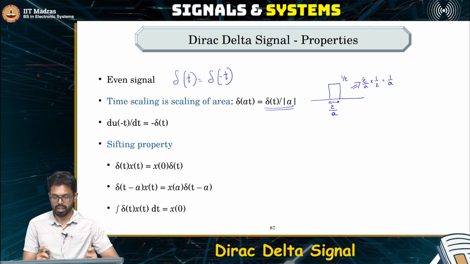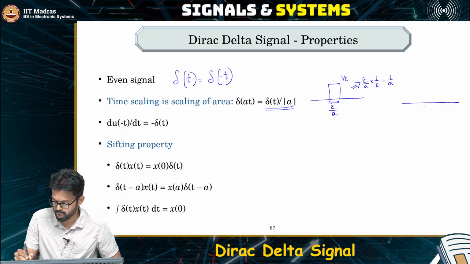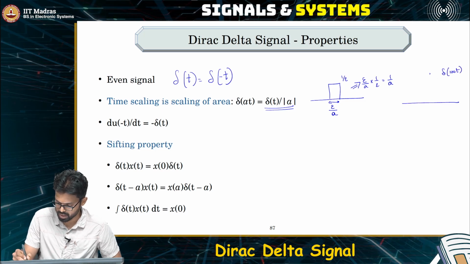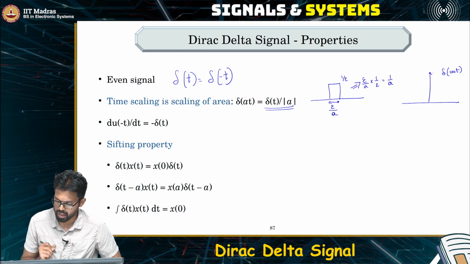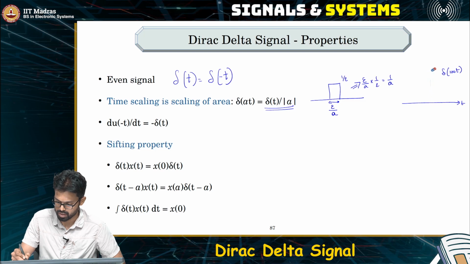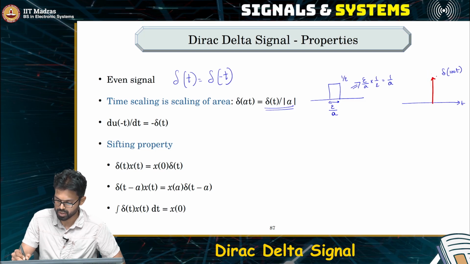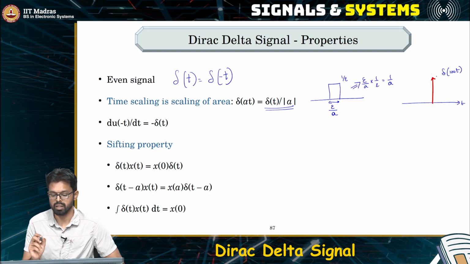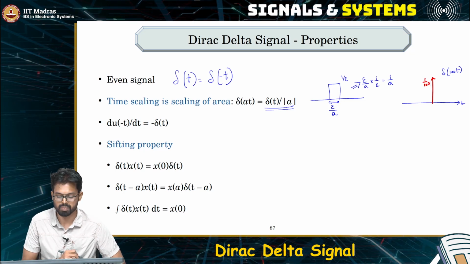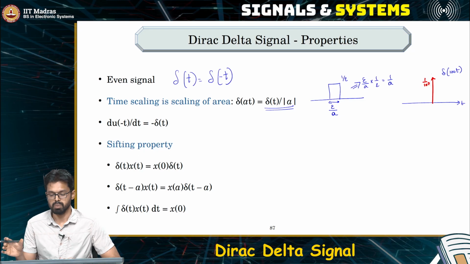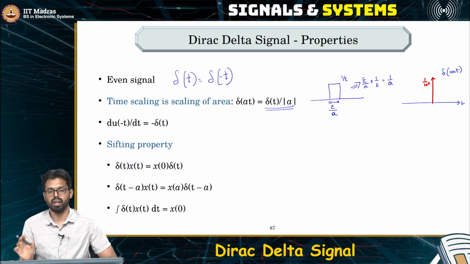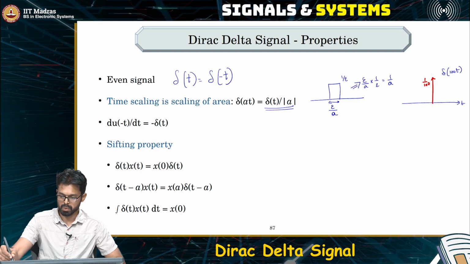So even though you scale in time, let's say now I want to plot delta of 100t, right? In a graph, it still looks like this. It still looks like this. But now the area becomes much smaller. The time duration for which it is non-zero is still infinitesimally small, but the area now changes. So that is what you have to keep in mind.